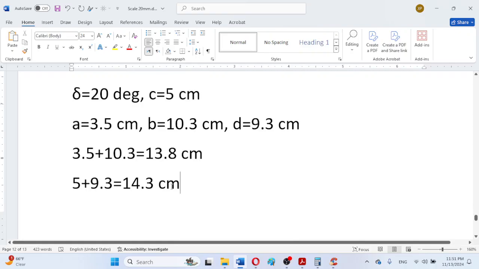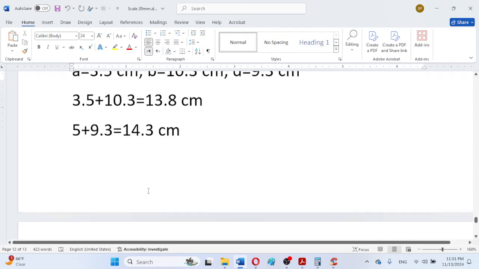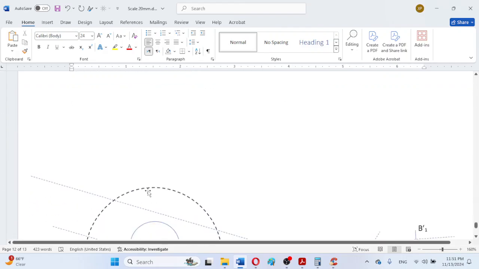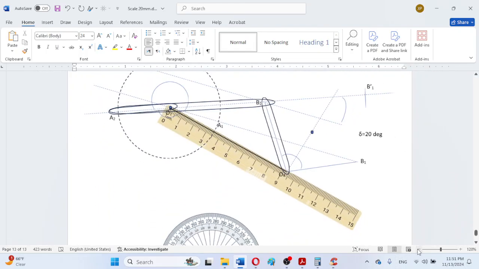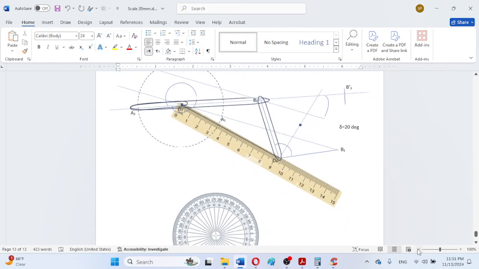Hence Grashof law has been satisfied, because S plus L is less than P plus Q. So the sum of the lengths of the smallest link and the largest link is less than the lengths of the other two links, P plus Q. So the Grashof law has been satisfied. That means our analysis, our synthesis, is all correct.